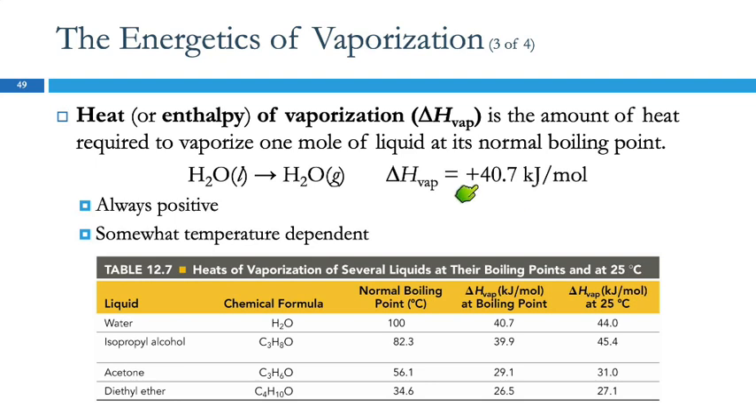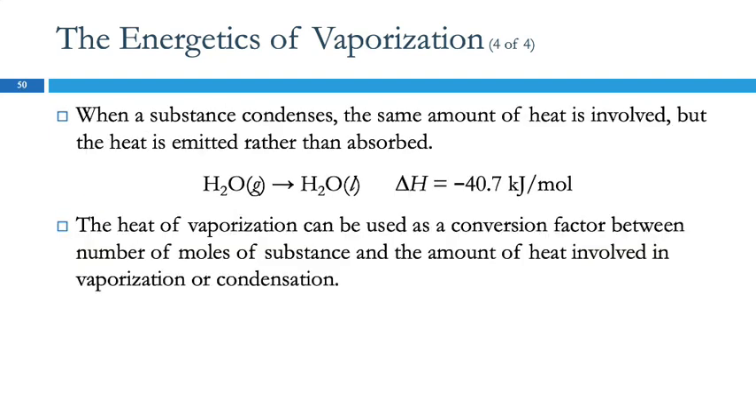This is always positive because evaporation is always an endothermic process. It depends a little bit on the temperature. This is at its normal boiling point. That's the heat of vaporization at the normal boiling point. If we look at water, normal boiling point is 100, and there's the heat of vaporization. If we do this at a different temperature, 25 degrees Celsius, which is room temperature, the heat of vaporization there is a little bit higher, but it's not a whole lot higher, not like you might expect. So it does depend a little bit on temperature.